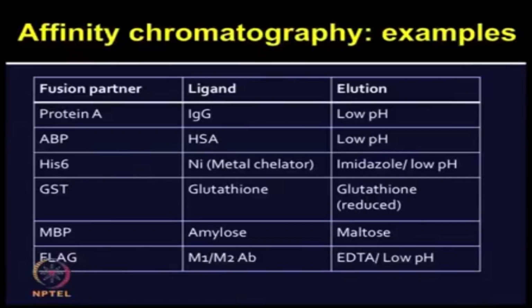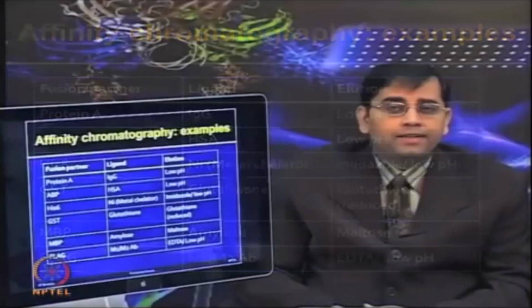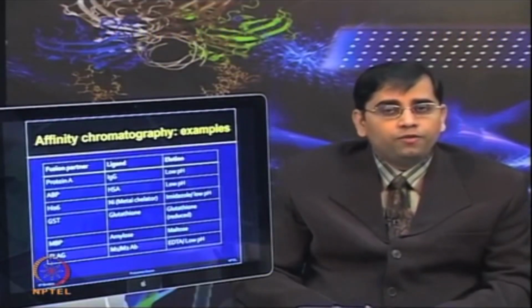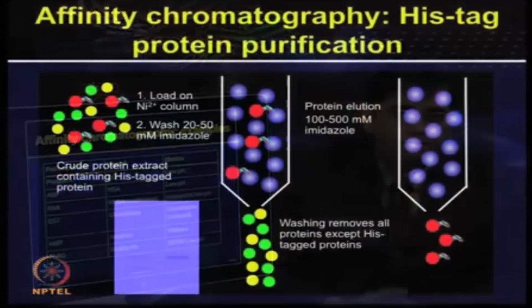The maltose binding protein MBP binds with amylose, and it can be eluted with maltose. Then FLAG proteins can be bound to M1 or M2 antibodies, and EDTA or low pH elution can be used for eluting the proteins. There are various other examples, but these are common strategies being employed for protein purification.